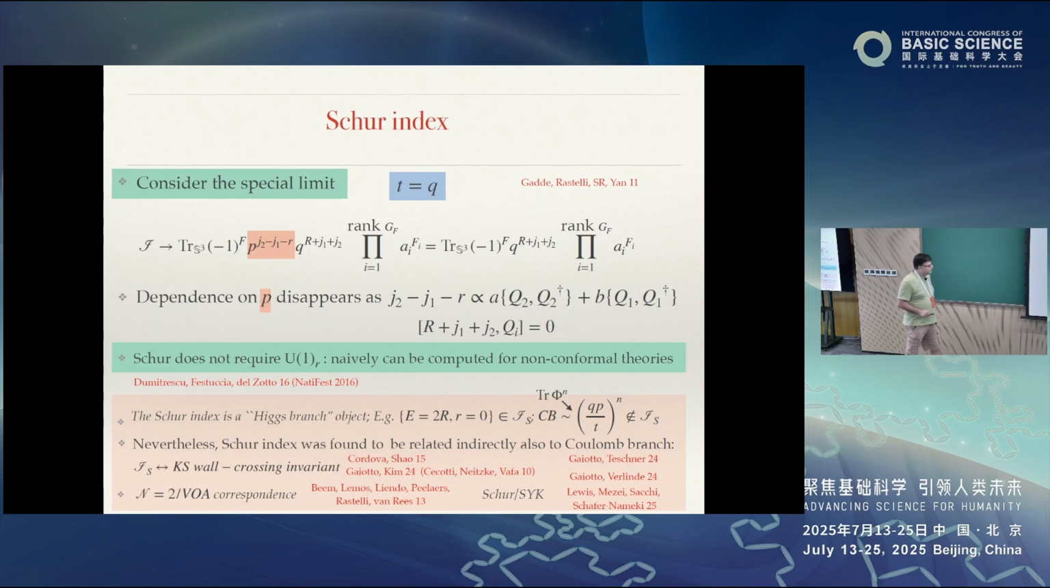Of course, maybe the main claim to fame until now of the Schur index is its relation to VOA, the N=2 VOA correspondence. These authors discovered that every N=2 theory has an underlying two-dimensional vertex operator algebra associated to it, and the Schur index is just the vacuum character corresponding to that VOA. And recently, there were many more interesting observations, for example this relation of Schur to SYK, which is a little bit mysterious.